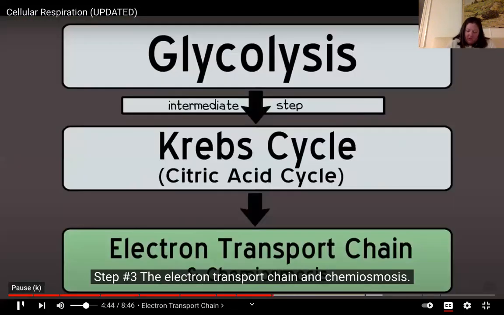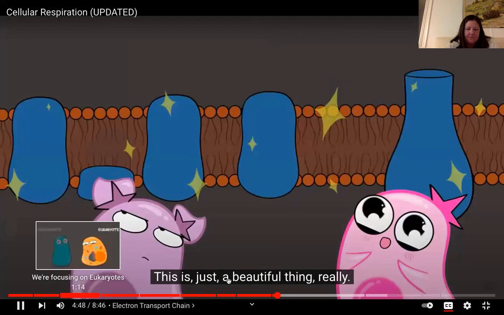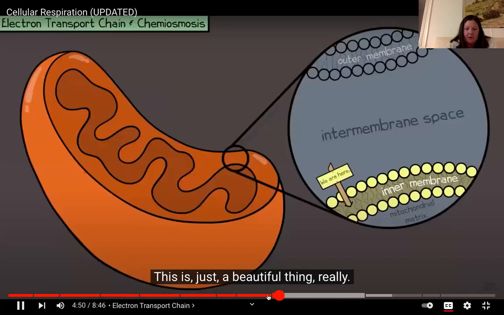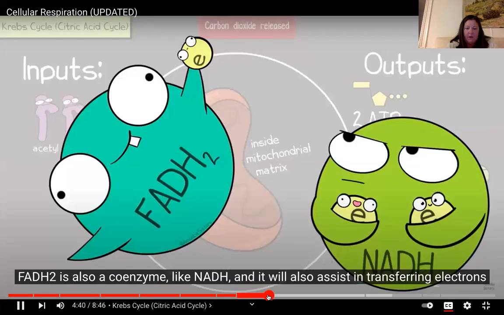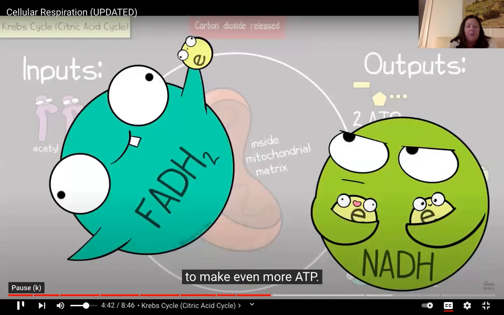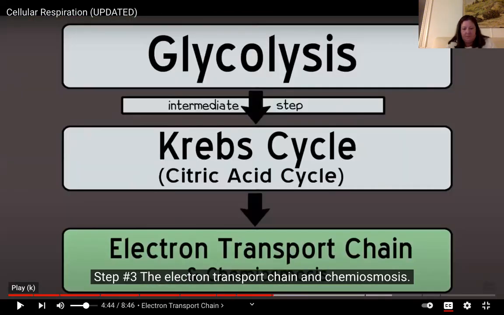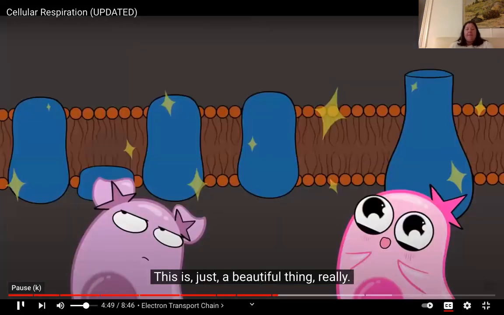Step 3, the electron transport chain and chemiosmosis. This is just a beautiful thing, really. In eukaryotic cells, this is in transferring electrons to make even more ATP. Okay, so our last step is the electron transport chain. So now we have the electron transport chain and chemiosmosis. This is just a beautiful thing, really.